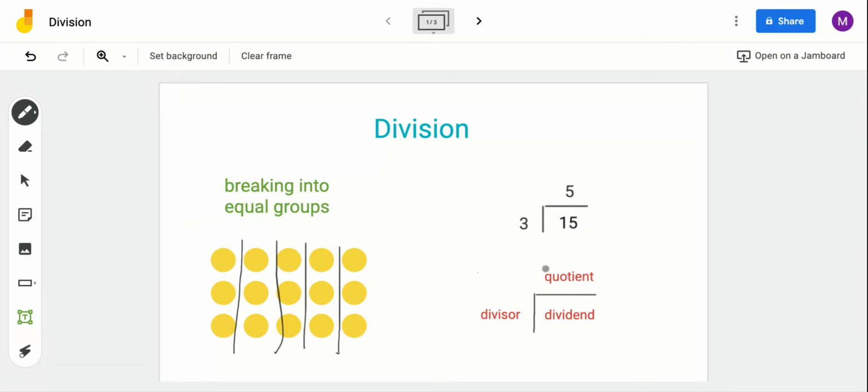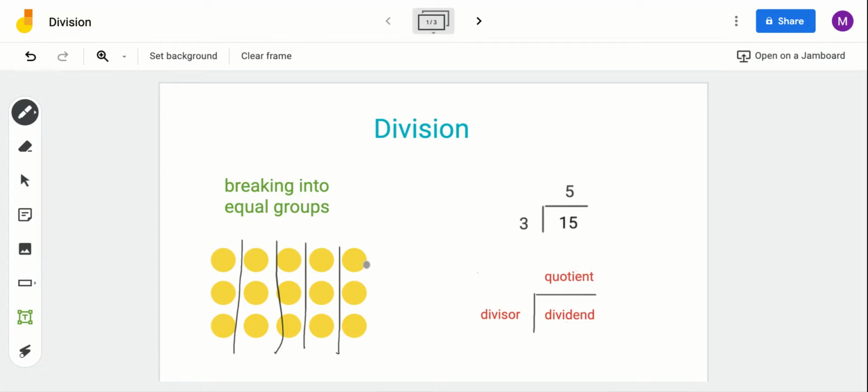Some vocabulary that we use with division is dividend, divisor, and quotient. So in this example, 15 is the dividend. It's the amount being broken up. 3 is the divisor. It's what amount it's getting cut into, or it could be the number of groups it's being cut into. Both of those will work. And then 5 is the quotient.